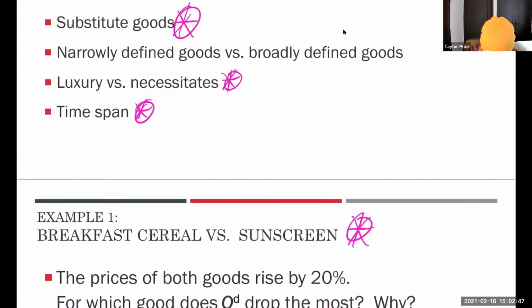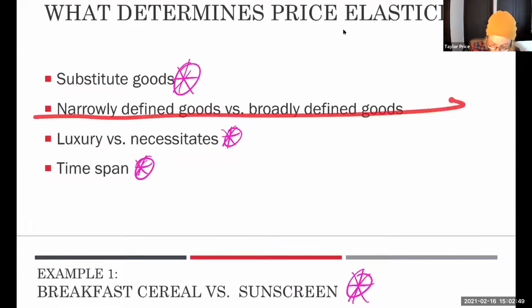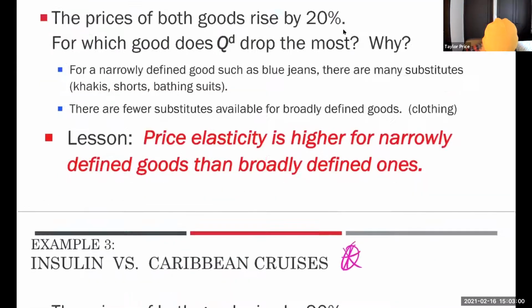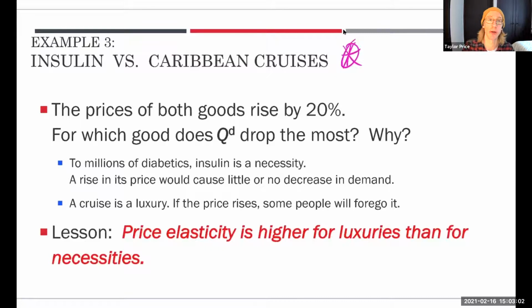Okay, so the next example, I'm not going to do this one because no one asked questions on that one, and I want to make sure we were able to get through all of them. The next one I'm going to talk about is luxury versus necessity. Let's say we're talking about insulin versus a Caribbean cruise. The price of both goods rises by 20%. We'll ask the same question: for which good does quantity demanded drop the most and why?